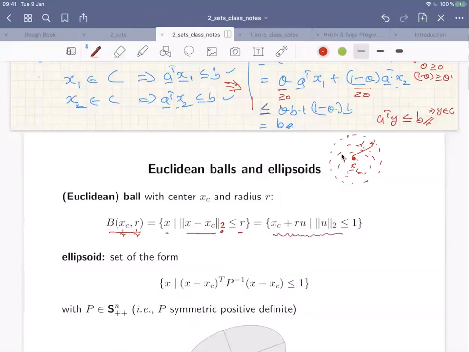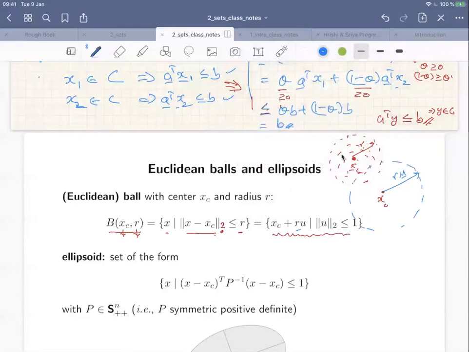Equivalently, we can define the same ball, the Euclidean ball, using a similar vector notation. You are saying that you have a center xc, and from there you have a vector ru. The magnitude of u can be 1 or less than 1. Based on that, you have this ball.